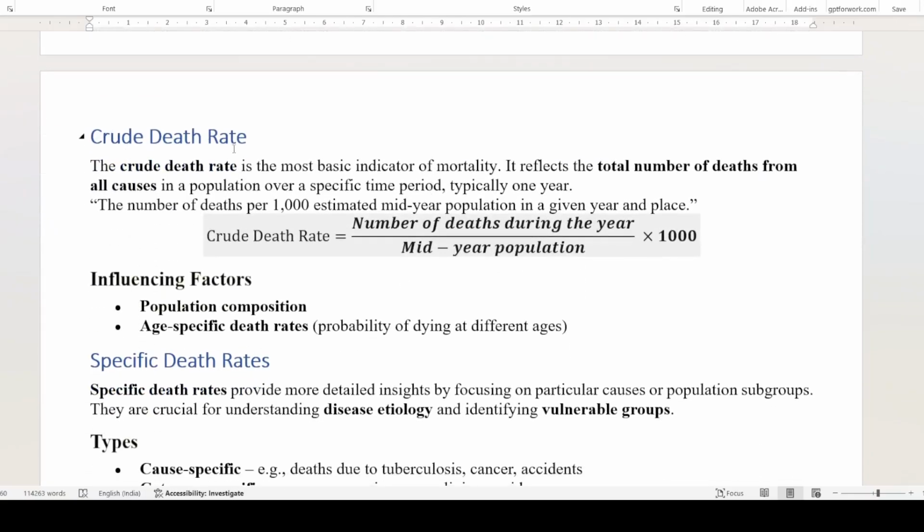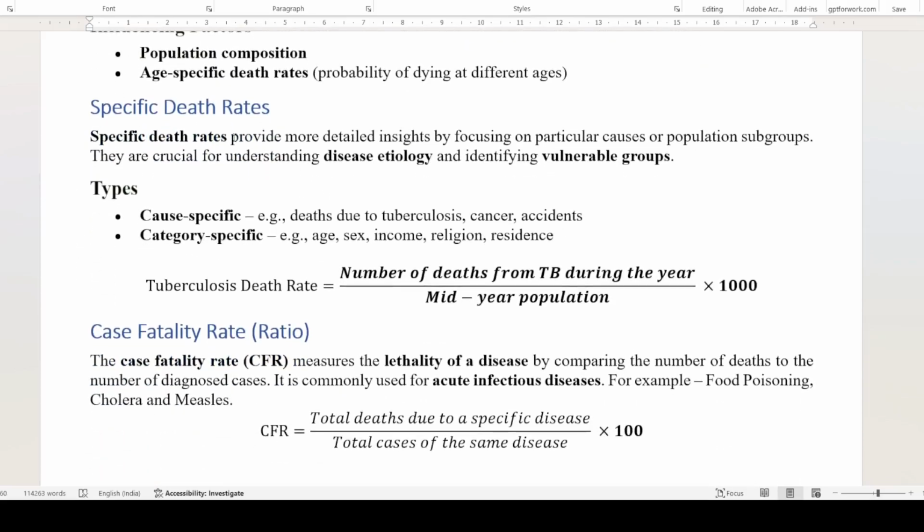Like one is the crude death rate, which is the number of deaths during the year upon the mid-year population into 1000, right? Specific death rate, like if we talk of tuberculosis: number of deaths from TB during the year upon mid-year population into 1000.